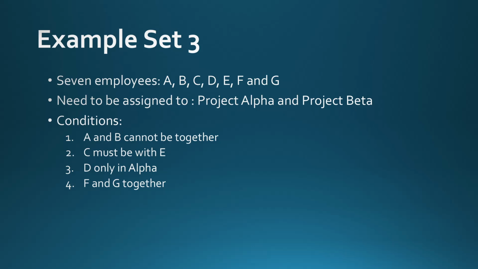Example set 3. This is a slightly advanced set. We have 7 employees assigned to 2 projects, Project Alpha and Project Beta, and the 7 employees are A, B, C, D, E, F, G. The conditions are A and B cannot be together, C must always stay with E, D can only be in Project Alpha, A and F and G must stay together. Now let us solve it systematically.